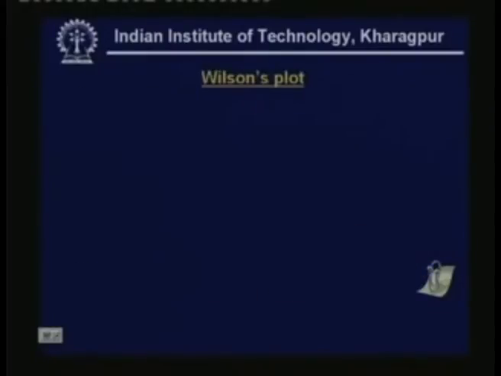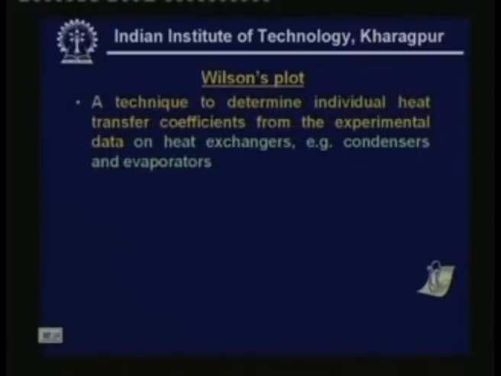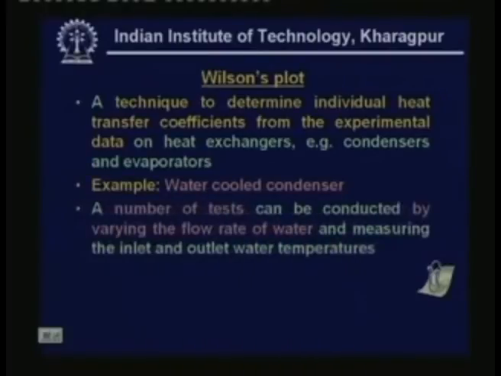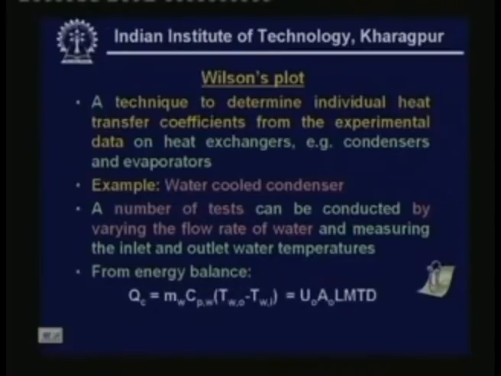Now let us quickly look at what is known as the Wilson's plot. This is a technique to determine the individual heat transfer coefficients from experimental data on heat exchangers, for example condensers and evaporators. Take a water cooled condenser. A number of tests can be conducted by varying the flow rate of water and measuring the inlet and outlet water temperatures. From energy balance, we have QC equal to MW CPW into delta T for the water side, which can be measured, and this is equal to U naught A naught into LMTD. Since LMTD can be obtained from the measured temperatures and A naught is known, from this expression you can find the overall heat transfer coefficient from the experimental measurements.